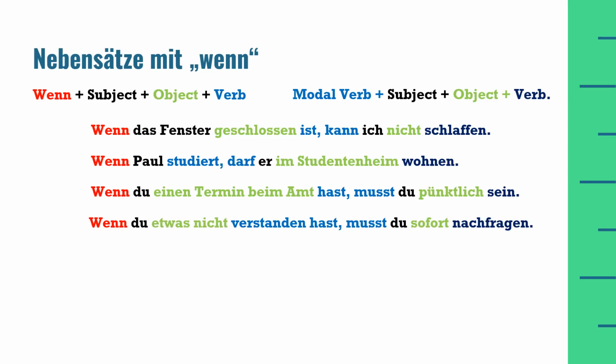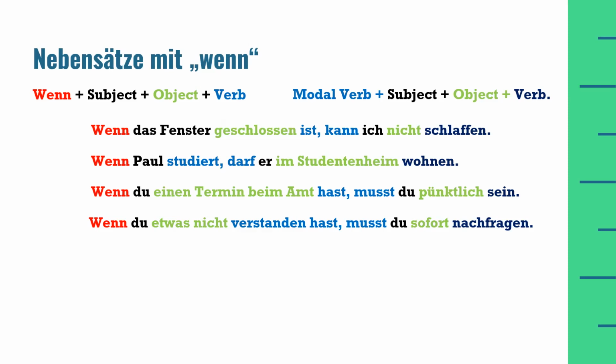Wenn du etwas nicht verstanden hast, if you have not understood something, musst du sofort nachfragen. You must ask immediately. Now, in this sentence, in the Nebensatz, we have used the Partizip zwei form or the perfect form of the verb because it is in the perfect tense. And if it is in the perfect tense, then we have to use the Partizip zwei form. And the Partizip zwei form will come at the second last position, and the sein or haben verb will come at the last position of the Nebensatz.